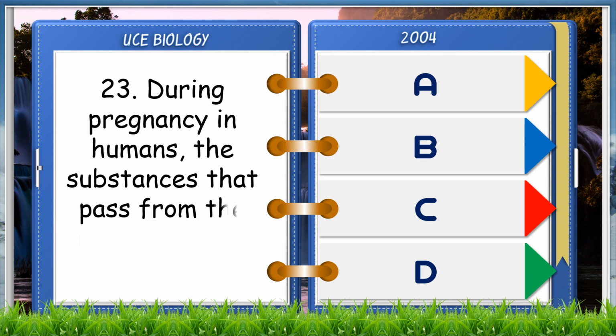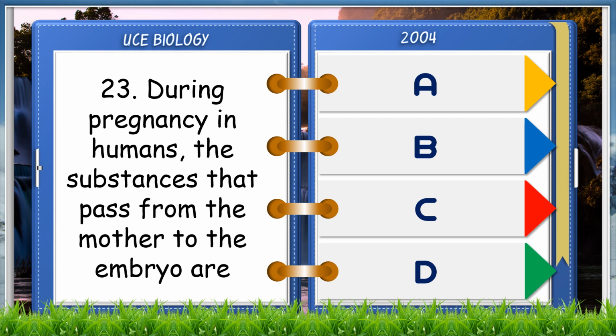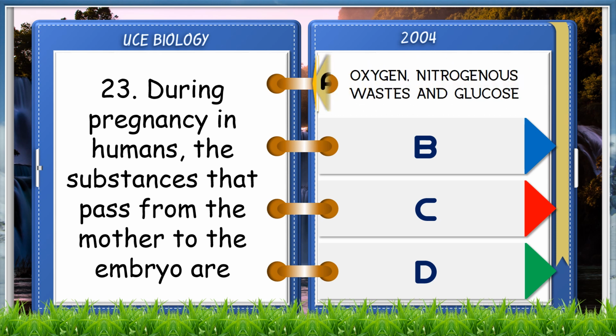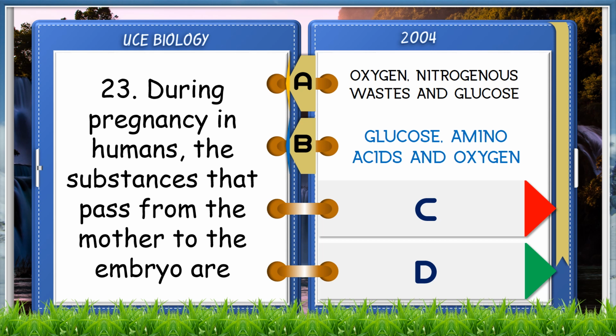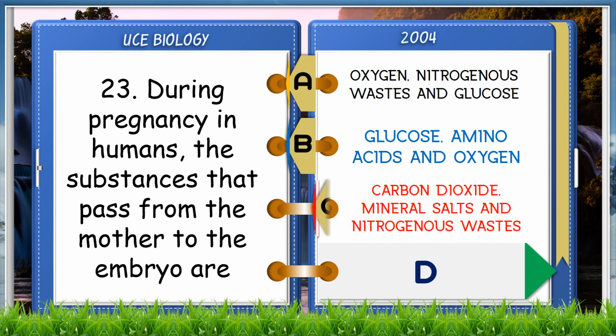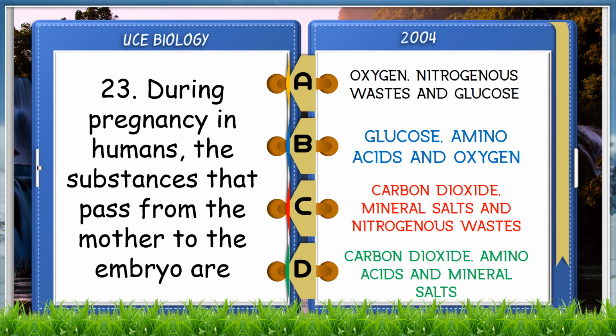During pregnancy in humans, the substances that pass from the mother to the embryo are A. Oxygen, nitrogenous wastes, and glucose. B. Glucose, amino acids, and oxygen. C. Carbon dioxide, mineral salts, and nitrogenous wastes. D. Carbon dioxide, amino acids, and mineral salts. The answer is B. Glucose, amino acids, and oxygen.